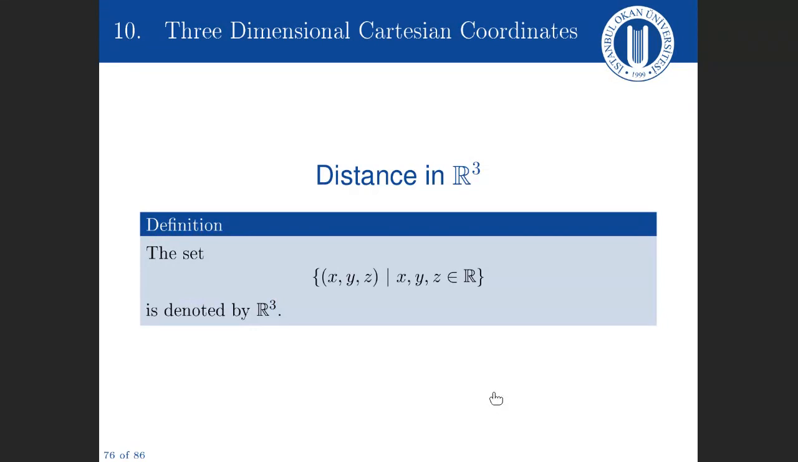The set of all points x, y, z in three-dimensional space is called R3. X is a number in the real numbers. Y is a number in the real numbers. And Z is also a number in the real numbers. So we might think of this set as RRR, or a neater way to write it, R cubed.